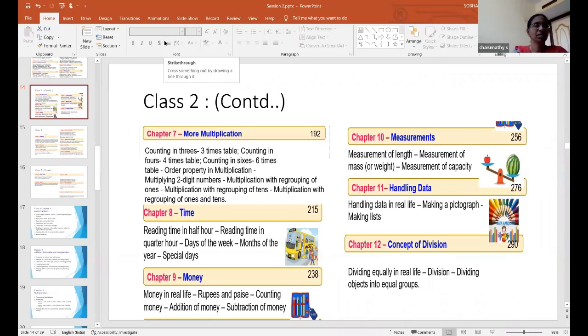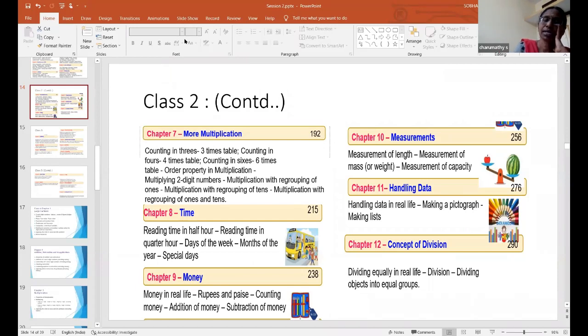How do they use money in real life? How do they write rupees and paise using the symbol of rupee, counting money, addition and subtraction of money also. And also how to read the bill, they learn in class 2. Now coming to the measurement topic, here measurement of length, measurement of weight, and measurement of capacity. Here we introduce the metric units, not all the metric units, only the basic metric units of length, mass, and capacity.